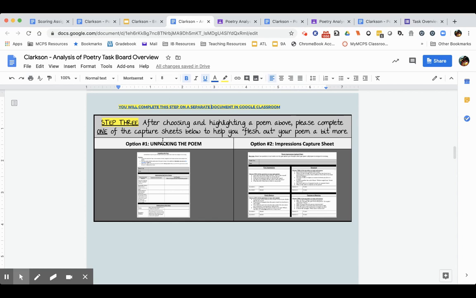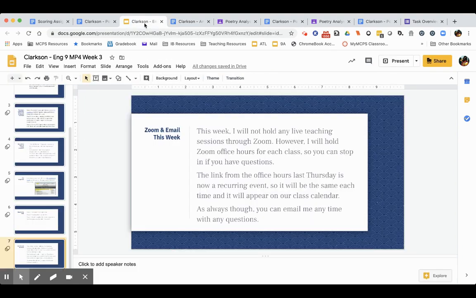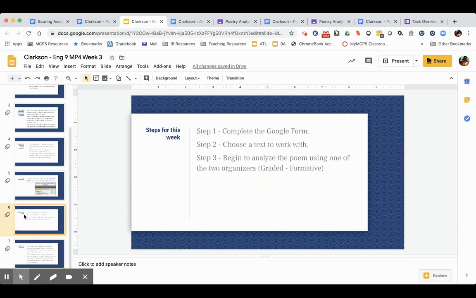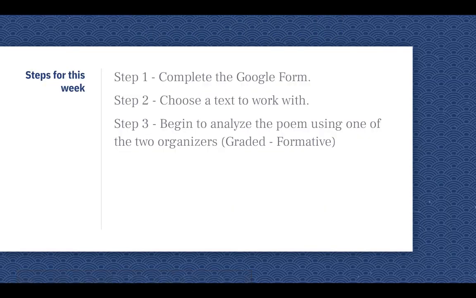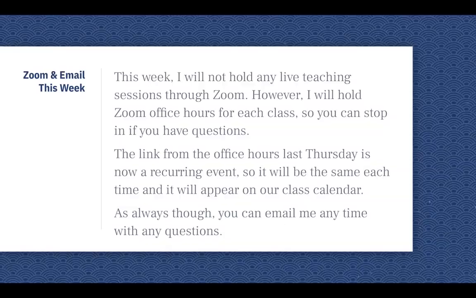So that's steps 1, 2, and 3 for this week. Again, in step 1, you're going to complete the Google form. In step 2, you'll identify a text that you're going to work with. And then in step 3, you'll complete one of those 2 graphic organizers.